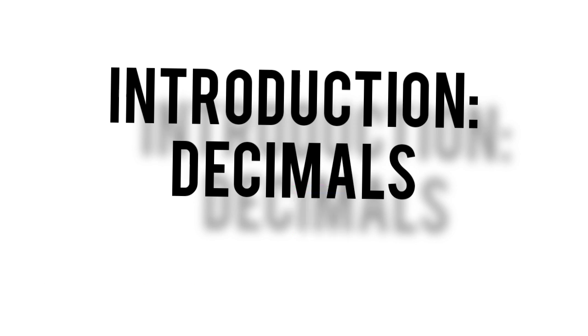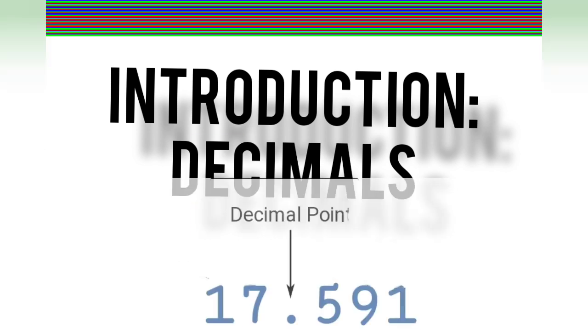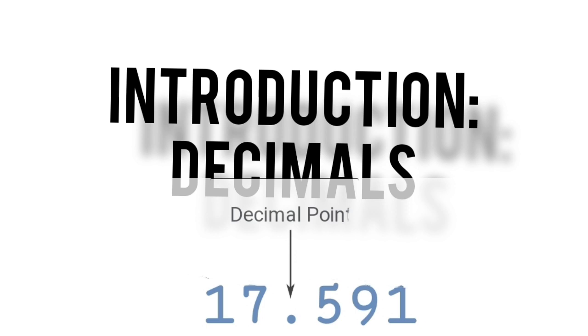We are going to start what decimal numbers are. If we talk about the decimal numeral system, it is the standard system for denoting integer and non-integer numbers. In algebra, a decimal number can be defined as a number whose whole number part and fractional part are separated by a decimal point.